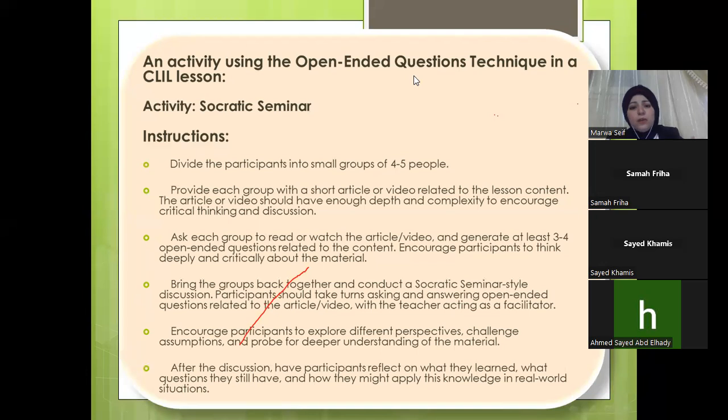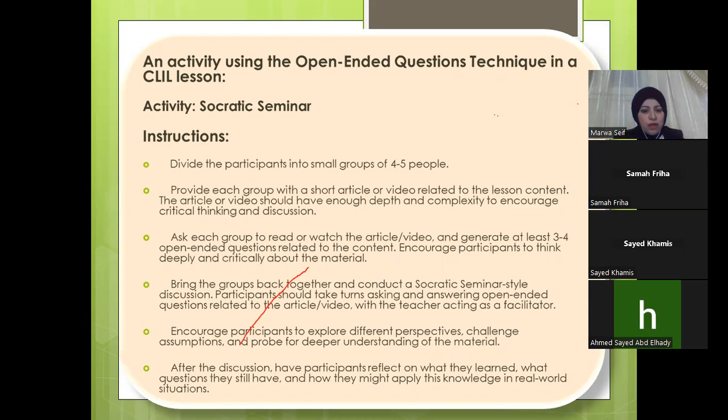students can create questions. The first step is to divide the participants into small groups of 4 or 5 students. You provide each group with a short article to read or a video to watch, and then they start creating open-ended questions. Then they think of solutions to these questions, and then you gather them together in a Socratic Seminar like discussion. It's a plenary discussion, I mean a choral discussion.